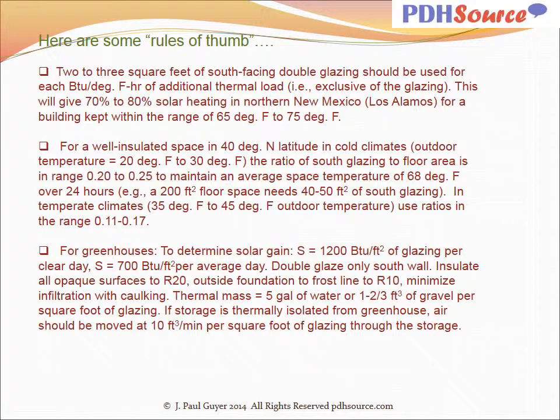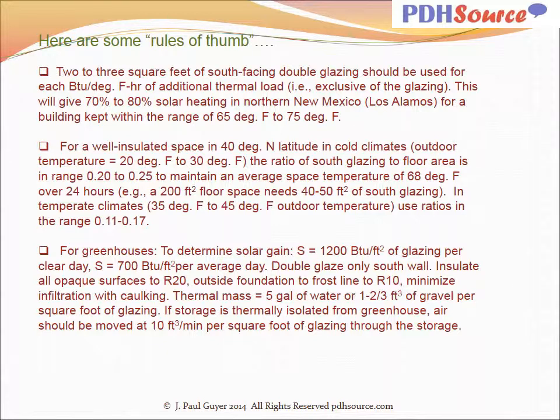2 to 3 square feet of south-facing double glazing should be used for each BTU per degree Fahrenheit day of additional thermal load exclusive of the glazing. This will give 70 to 80% solar heating in northern New Mexico, as an example, for a building kept within the range of 65 to 75 degrees.